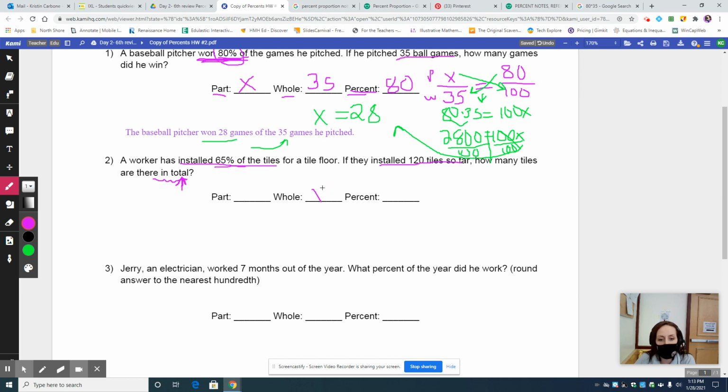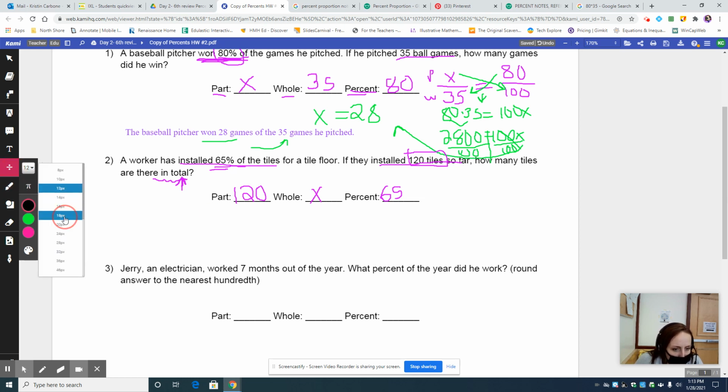So the whole is actually our unknown here. Our percent is always just our percent. And our number is our part, actually, because it's how many they've installed so far. So we have, I'm going to start using my little equation editor, so it's a little bit neater, and hopefully I can fit it all.